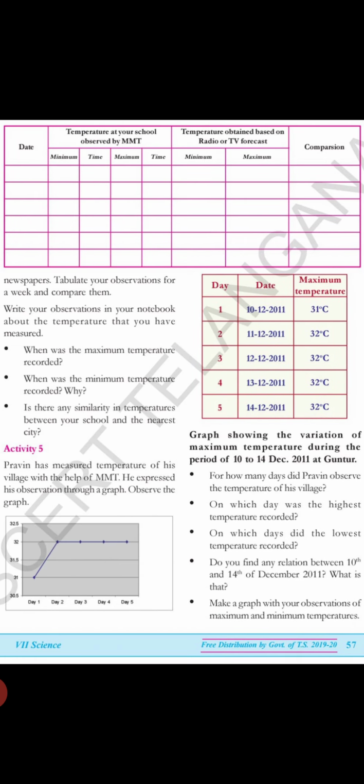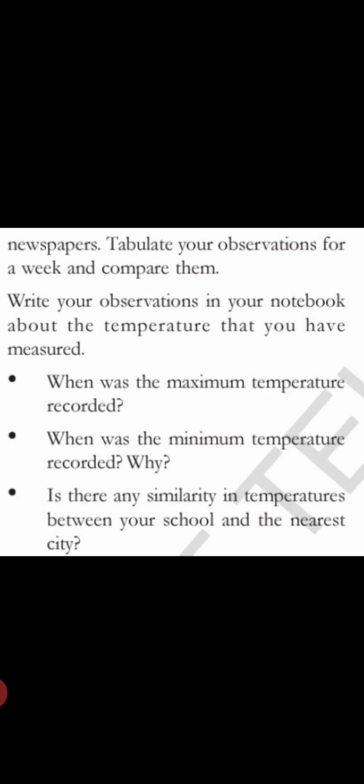So next, page 57. The readings are to be filled in the table they gave here. Tabulate your observations for a week and compare them. For a week, we have to take the readings and compare. Write your observations in your notebook about the temperature that you have measured. When was the maximum temperature recorded? When was the minimum temperature recorded? Why? Mostly maximum temperature we could see in afternoons. Minimum temperature mostly in the early mornings and nights.